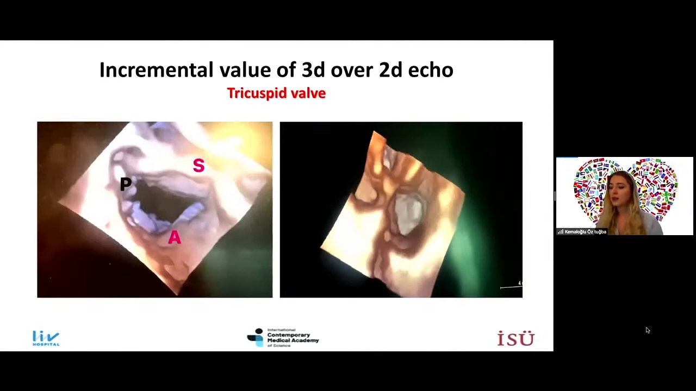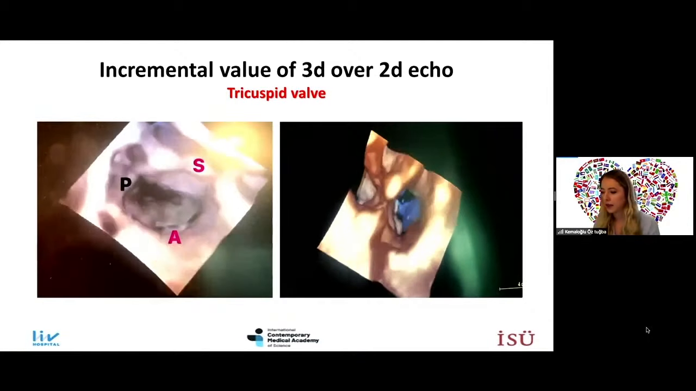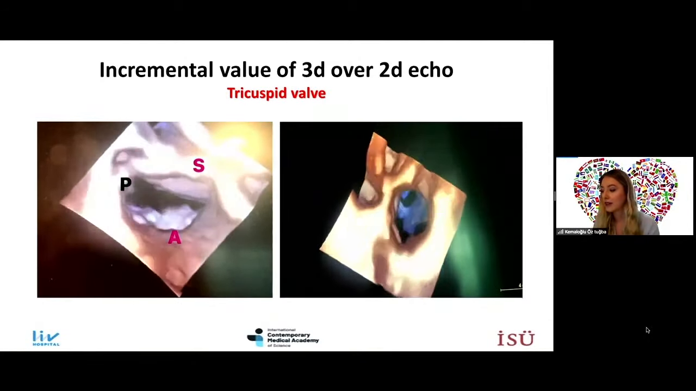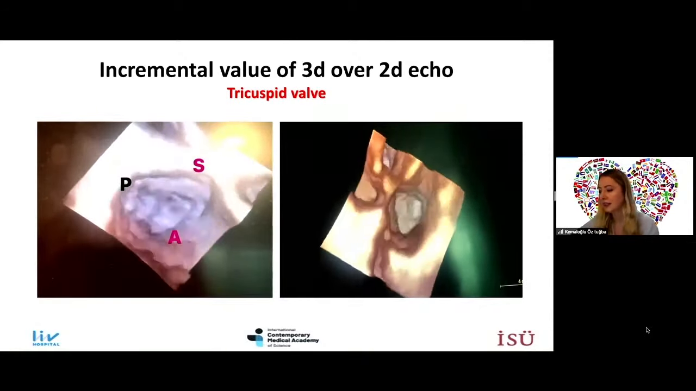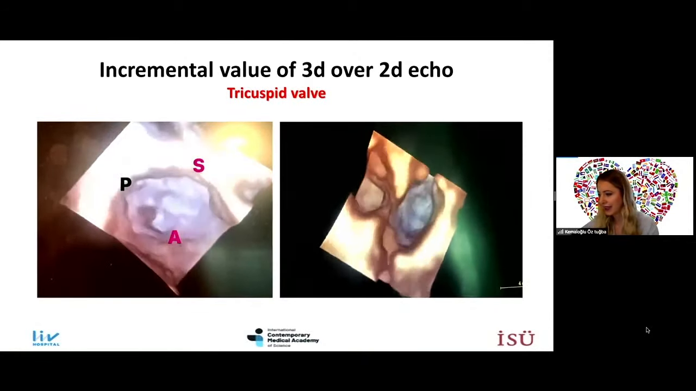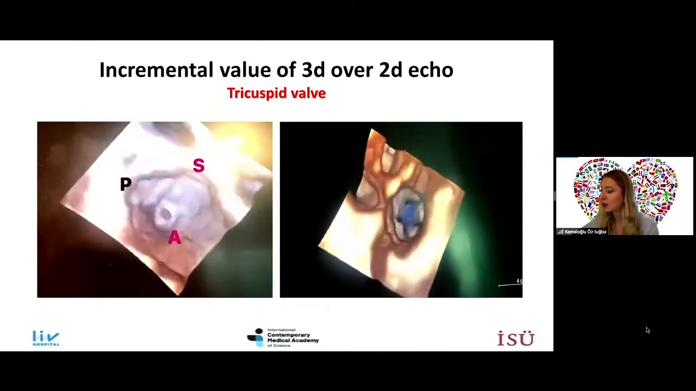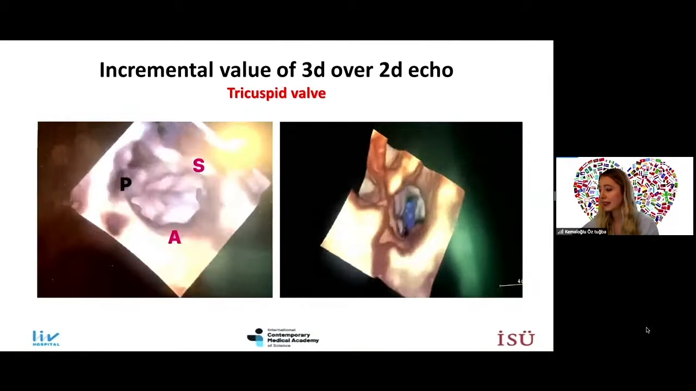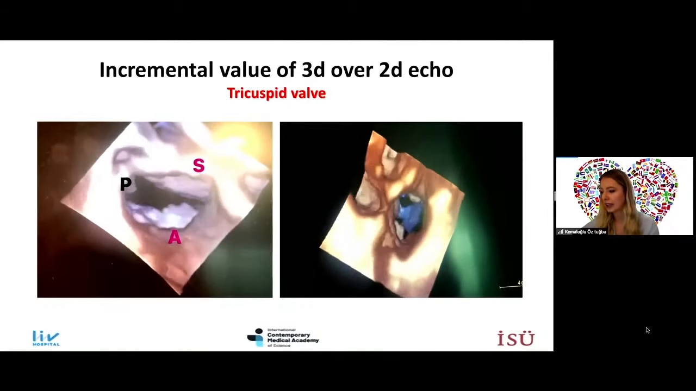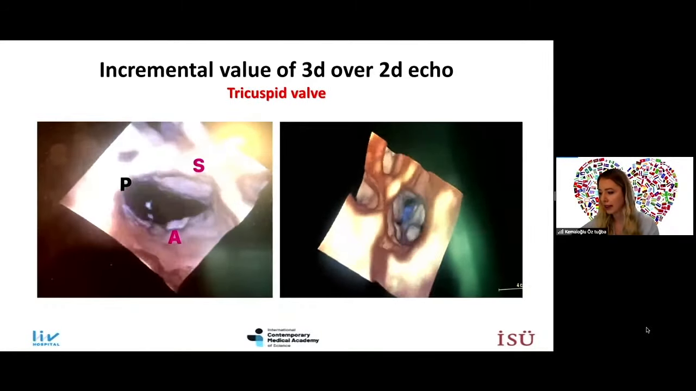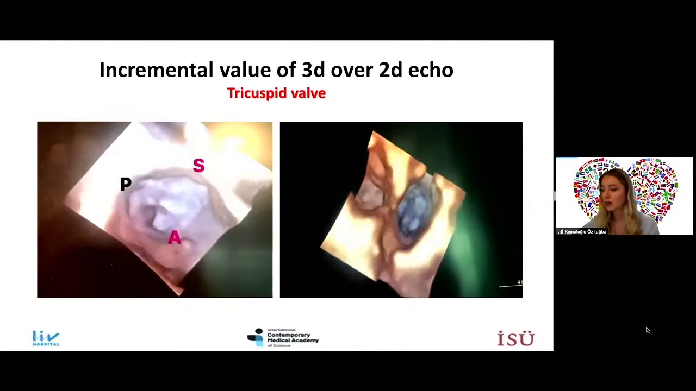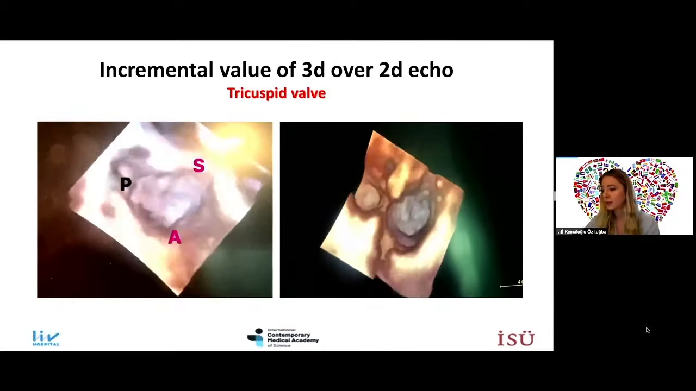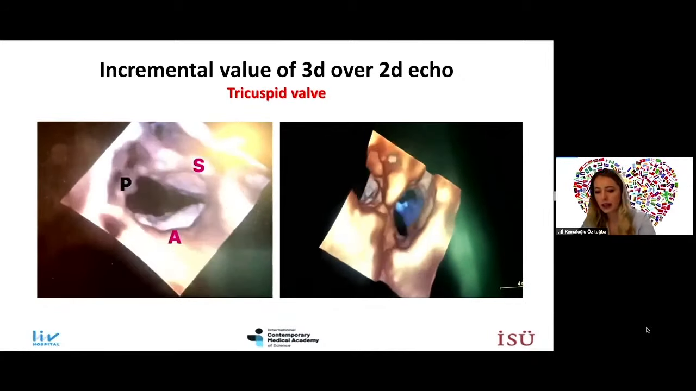Another good news is about the tricuspid valve. Before 3D echocardiography, I was thinking that the tricuspid valve has three leaflets, but unfortunately not. I know that every patient has a totally different tricuspid valve, and mostly doesn't have three leaflets. The tricuspid valve on the left side, on the right side, consists of five leaflets. However, the other has three leaflets, and as you see, the posterior leaflet is very, very small and teeny.